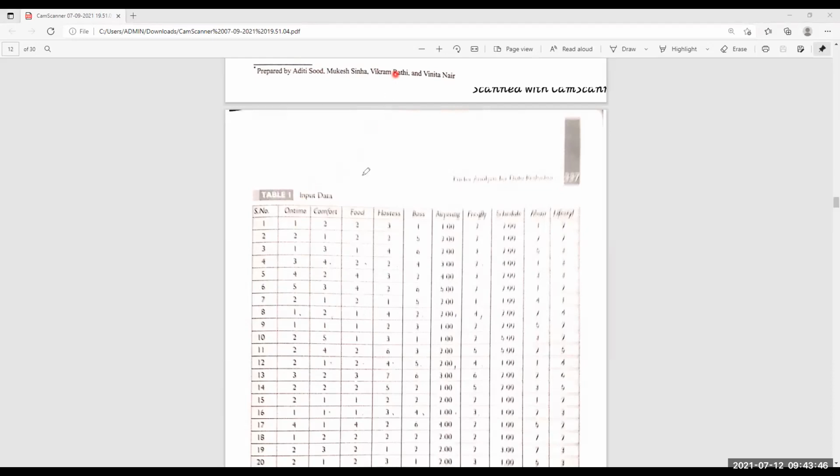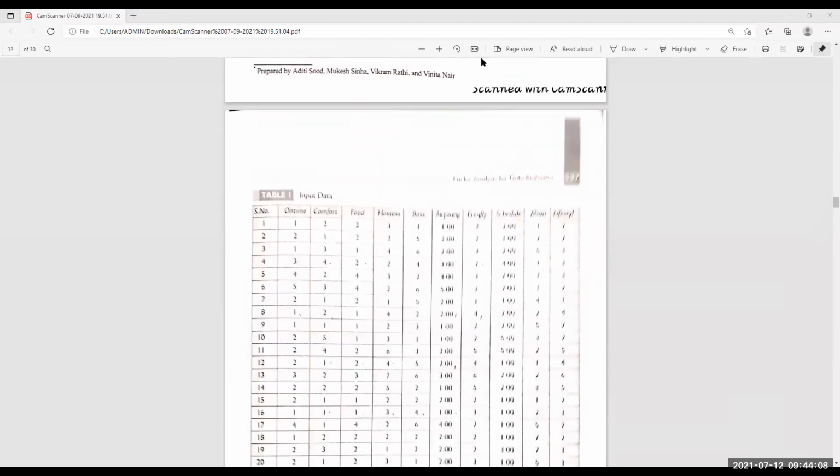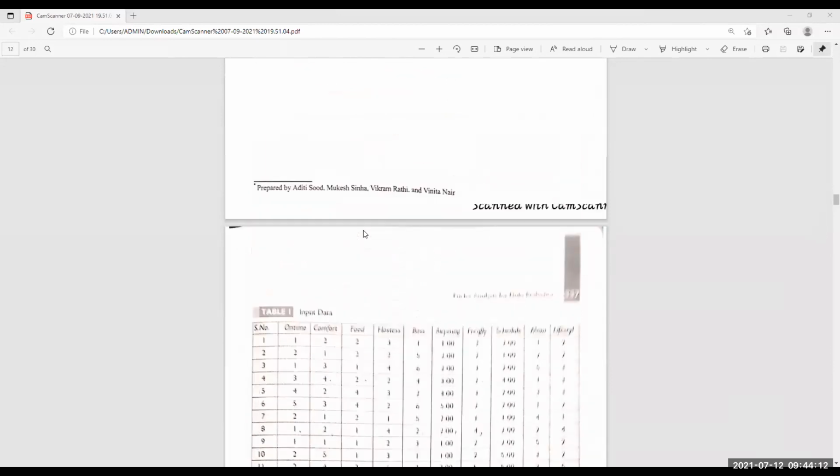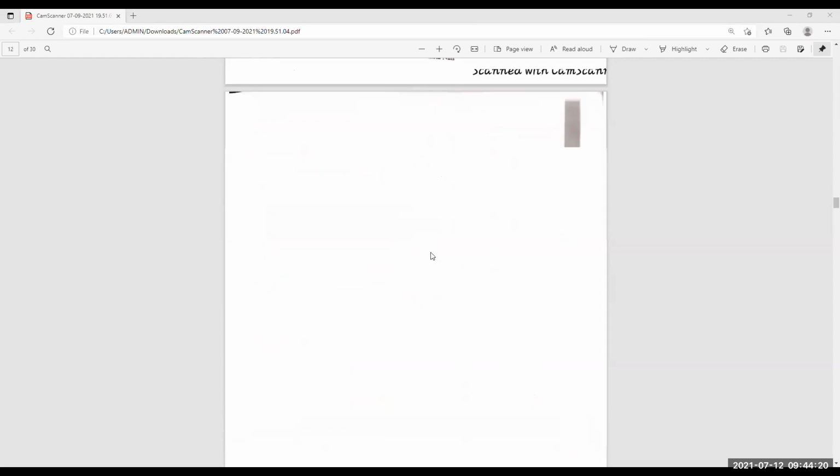All of you are hopefully able to see that, right? Maybe I need to just point it out. On time, have you seen? I'm ticking it. Second one, comfort, is the second variable. Where is it coming from? That question is here. The seats are very comfortable, right? The third statement asked, I love the food they provide. Let us see where it should come. This is the third column, food, right? And what is the option actually? Why is it in 1s and 2s? Because the option is anywhere from 1 to 7. 1 is completely agree, 7 is completely disagree, right?